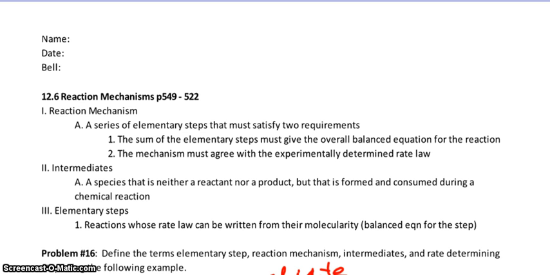All right, so it says a series of elementary steps must satisfy the sum of the elementary steps. Here we go. Must give the overall balanced equation for the reaction. The mechanism must agree, here we go, with the experimentally determined rate law. Again, number one is just using Hess's law. And number two, you're looking at the slow step and does it agree with the rate law. So let's go back to the problem.